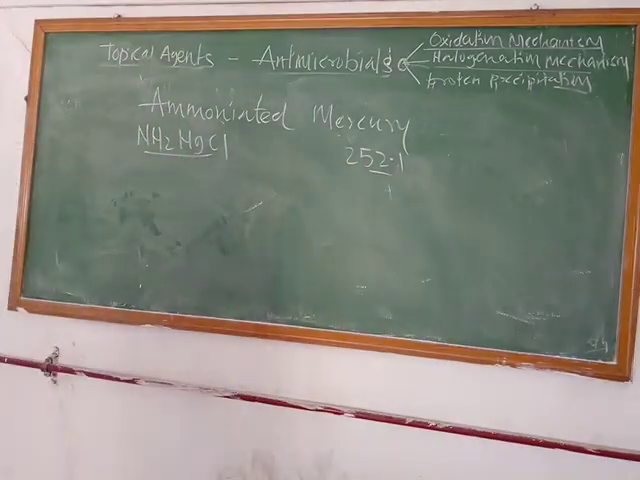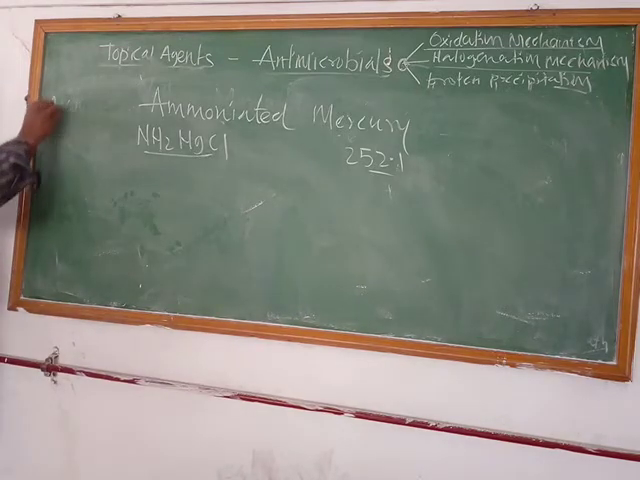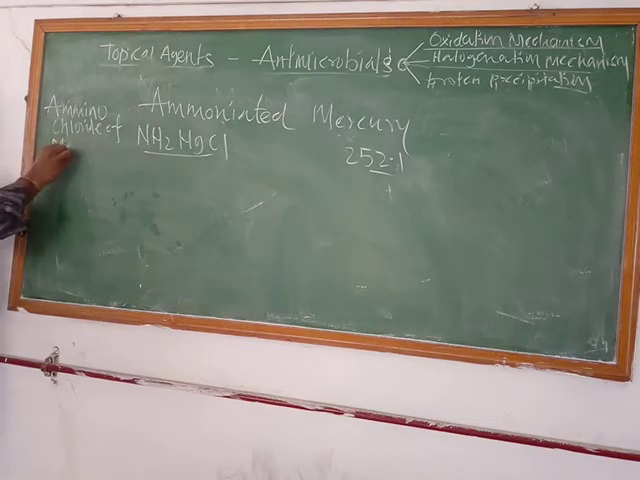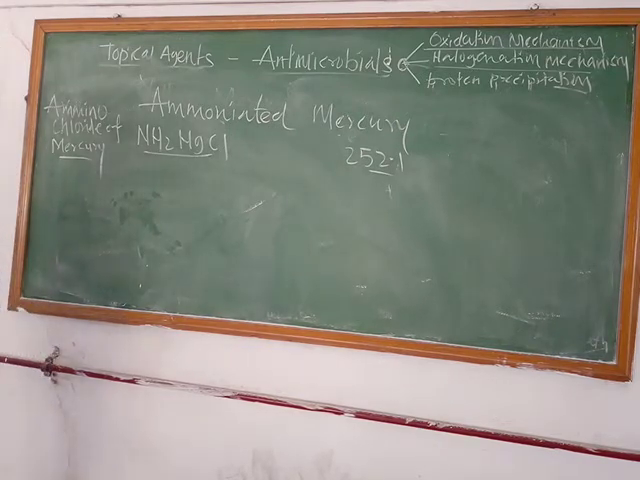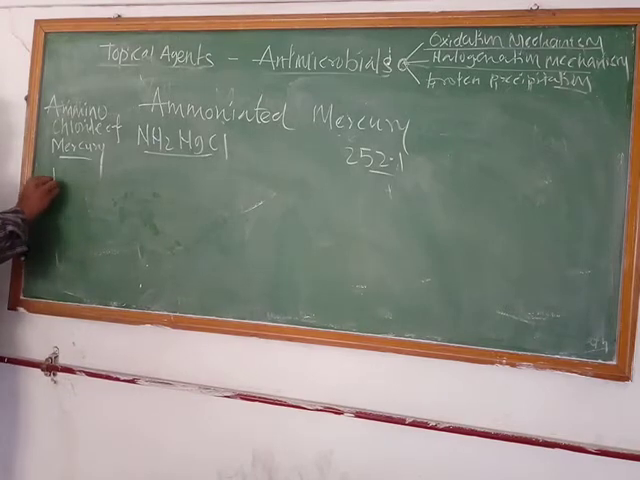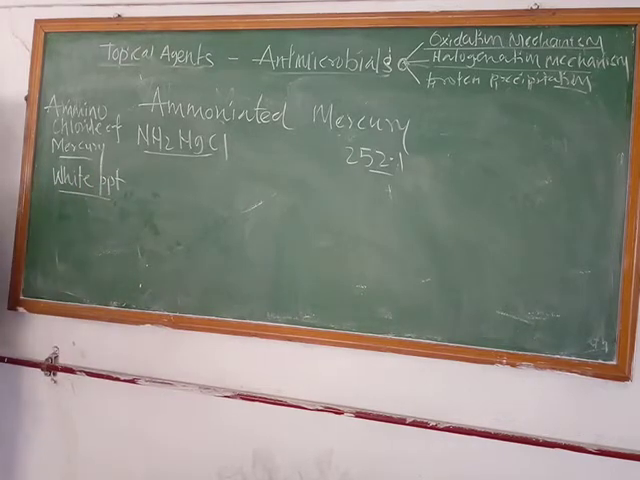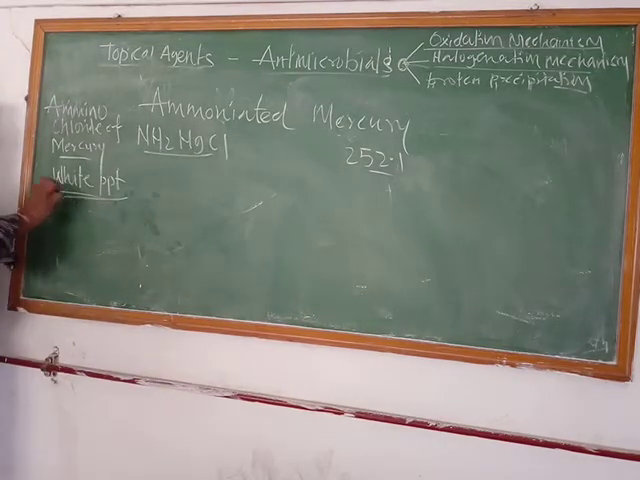Now synonyms for ammoniated mercury: that is amino chloride of mercury. One more synonym, that is white precipitate. Yellow precipitate we are seeing is the mercury oxide, and ammoniated mercury, that's the white precipitate.